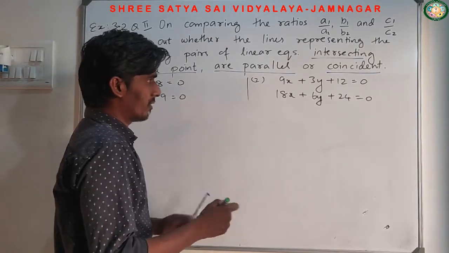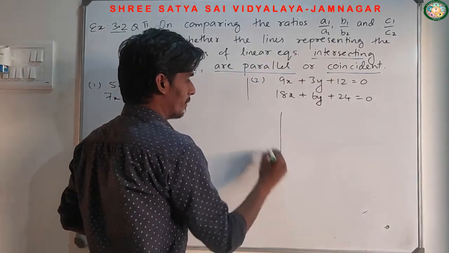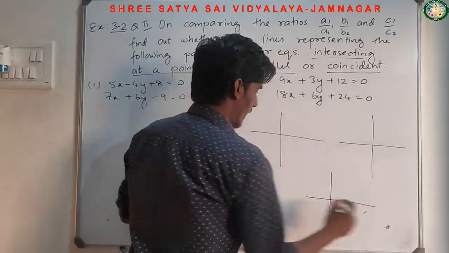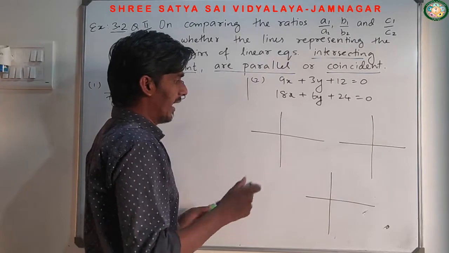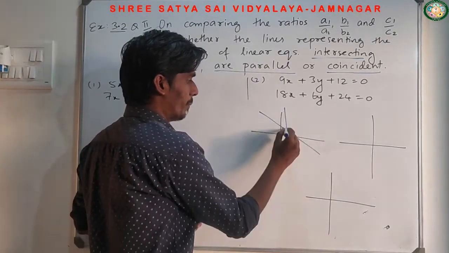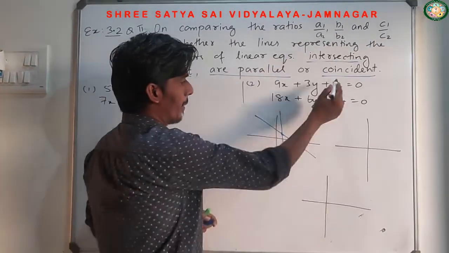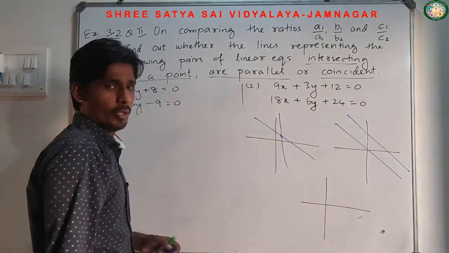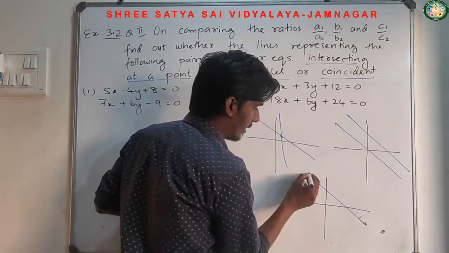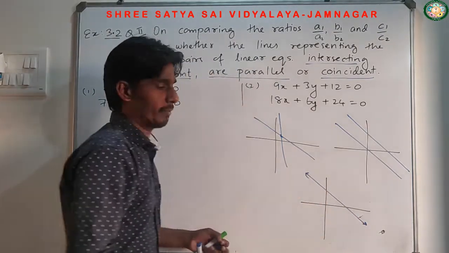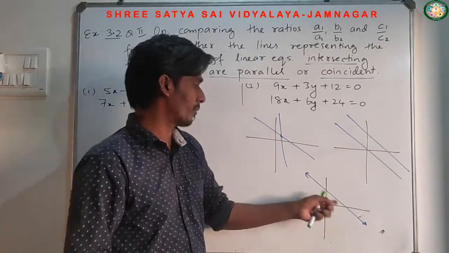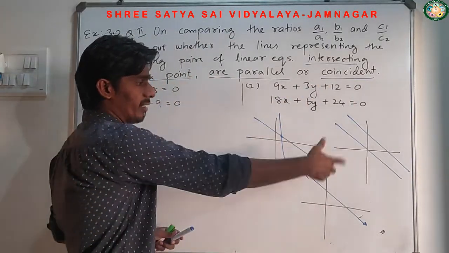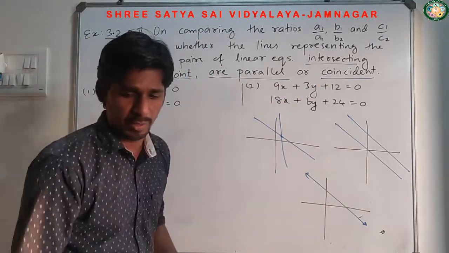Let me repeat it again. Intersecting means the two lines intersect at one point. This is intersecting. Parallel means lines are parallel to each other. And the last one, coincident, means both equations have the same line. दोनों इक्वेशन का एक ही लाइन होगा. This is coincident line. So this we can find out by using the table rule.